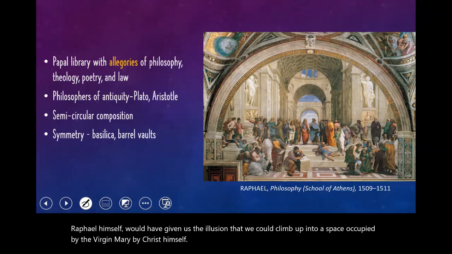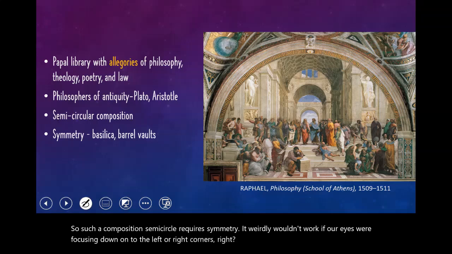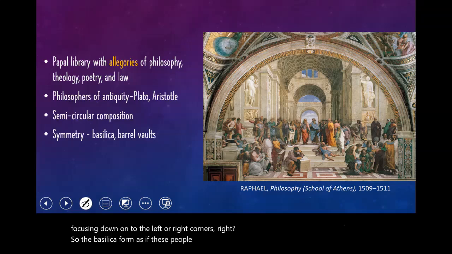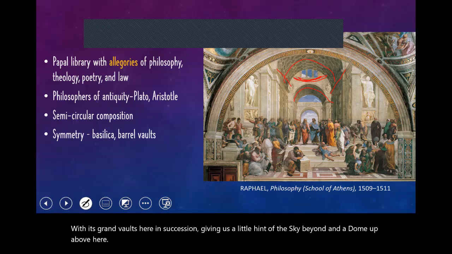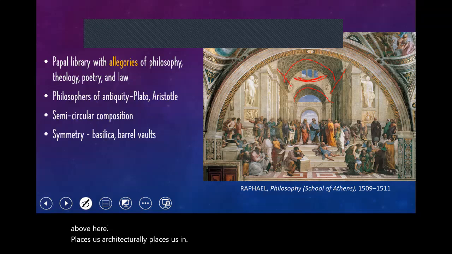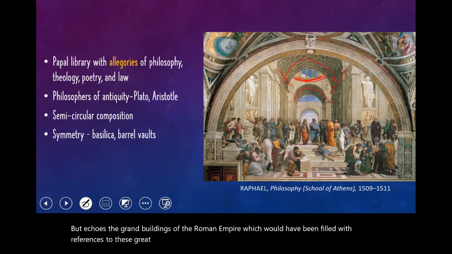So such a composition, semicircle, requires symmetry. It really wouldn't work if our eyes were focusing down onto the left or right corners, right? So the basilica form, as if these people are all occupying a basilica like St. Peter's, with its grand vaults here in succession, giving us a little hint of the sky beyond and a dome up above here, places us architecturally in an area that is not a real life building, but echoes the grand buildings of the Roman Empire, which would have been filled with references to these great Greek philosophers. The Romans were just as much fans of the Greeks as the Italians were.